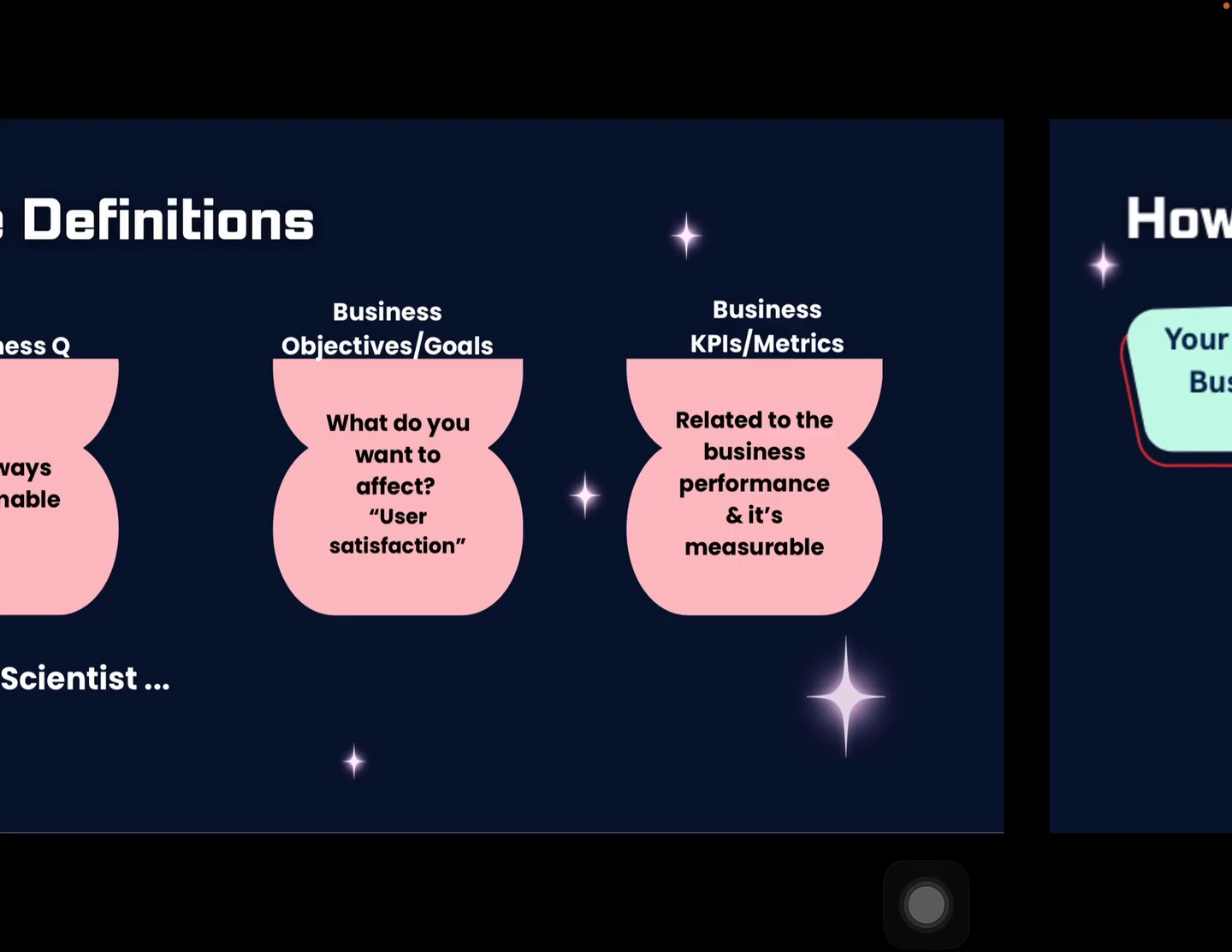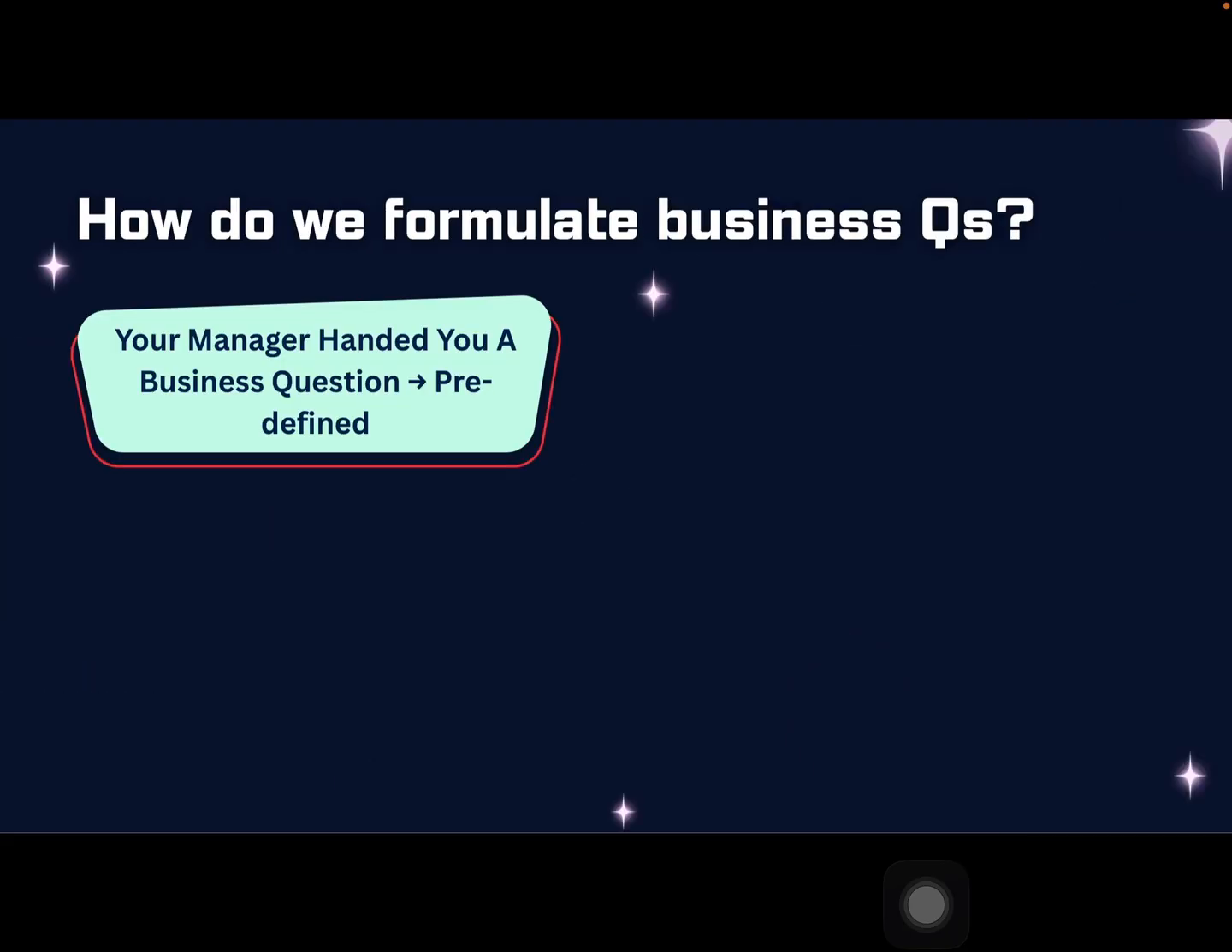Moving to the third one, business KPIs or metrics. This one is related to the business performance and it is measurable. As a data scientist, your role is to choose the business metrics that can achieve the business goals. You support these goals with valid business questions. Typically, any business goal can have one or more business questions, and let's apply these concepts with a business use case.